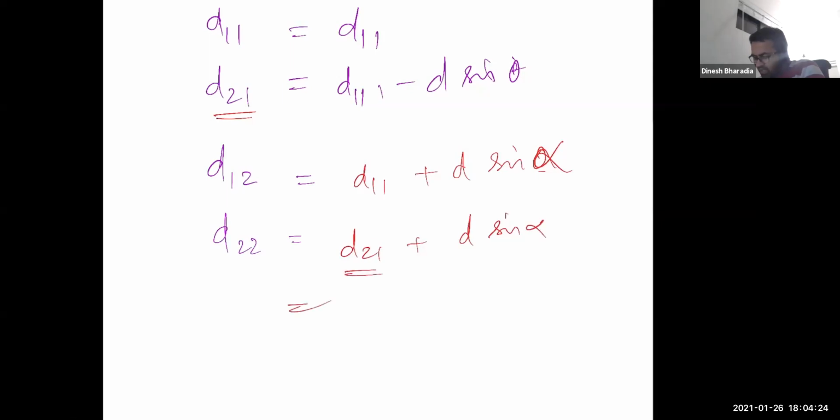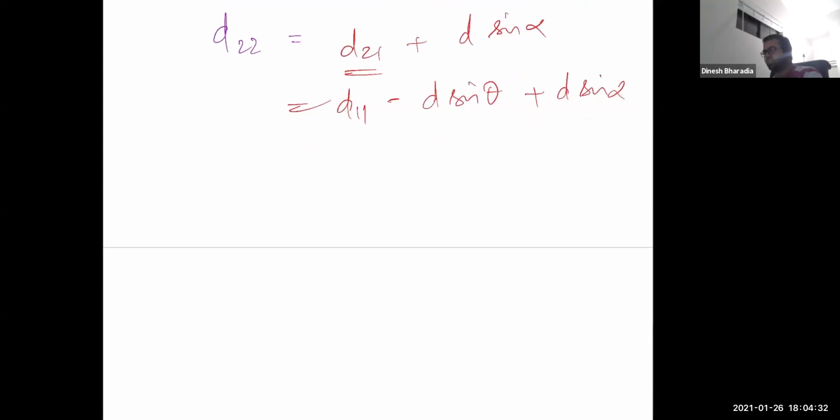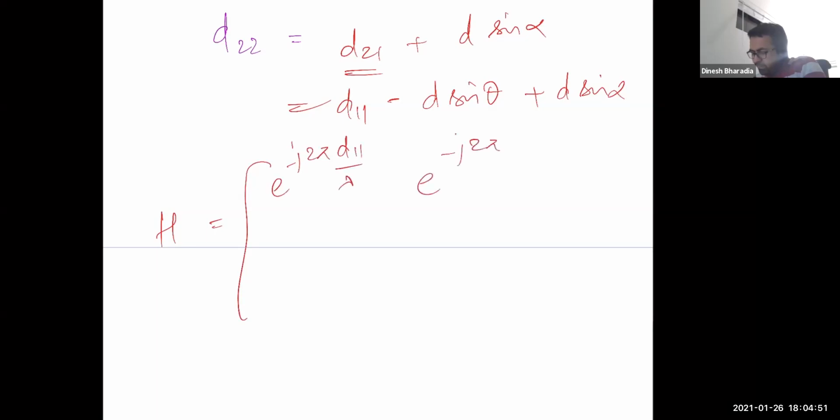And d22 is nothing but d11 minus d sine theta plus d sine alpha. Everyone with me so far? So let me now write the channel matrix H. So this is exponent of minus j2 pi d11 over lambda. What is this?